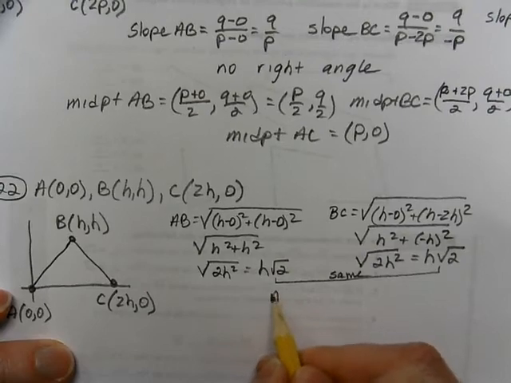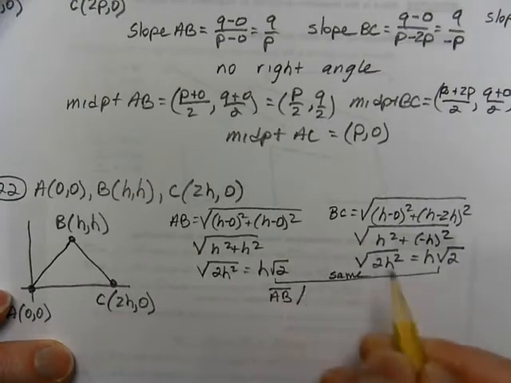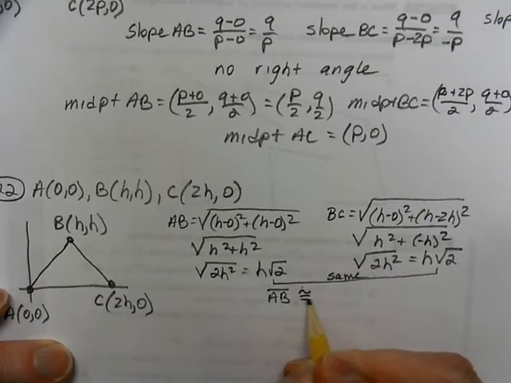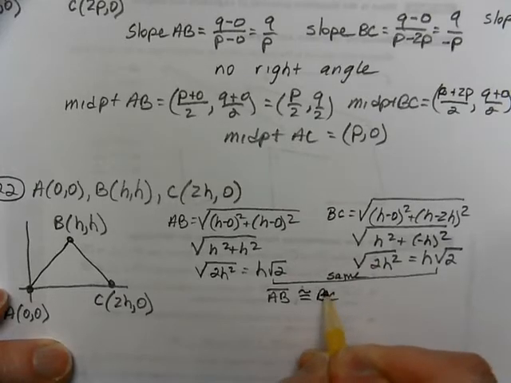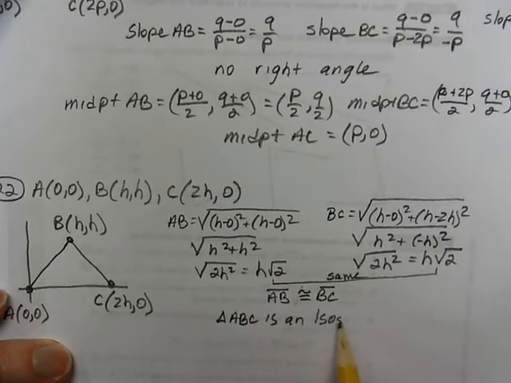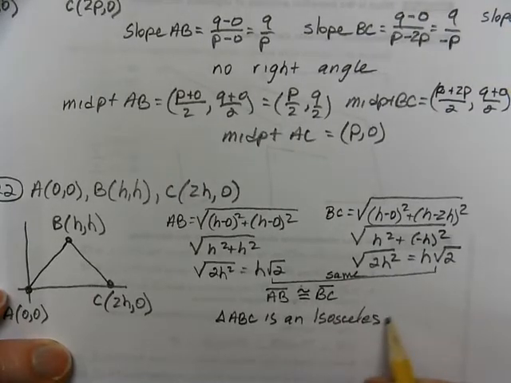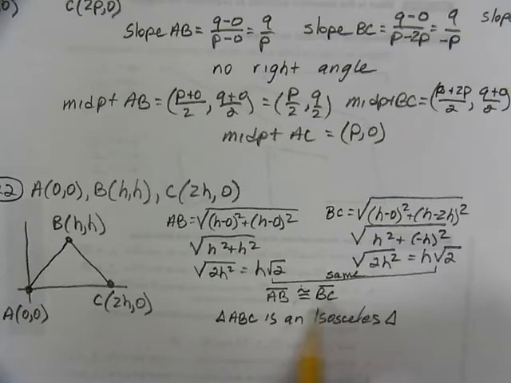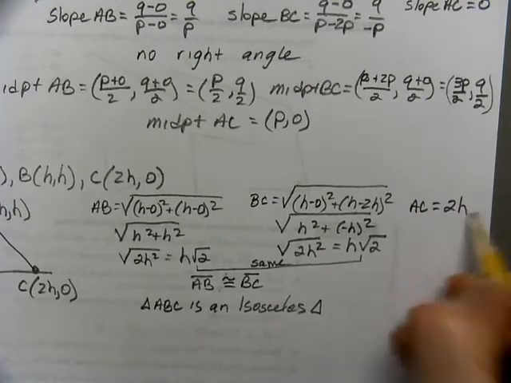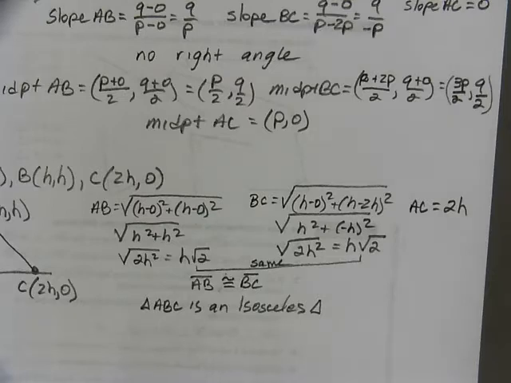So I know that AB is congruent to BC. So I also know that triangle ABC is an isosceles triangle because at least two sides are congruent. We also have AC, and we know that AC has a length of 2h, which is not equal to either one of those others.